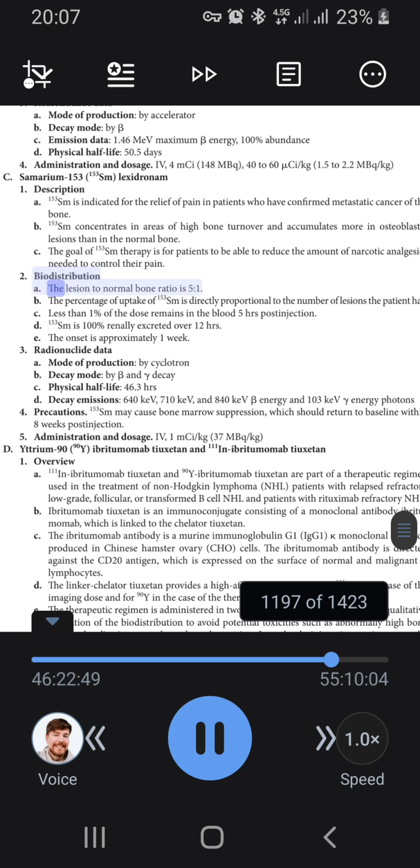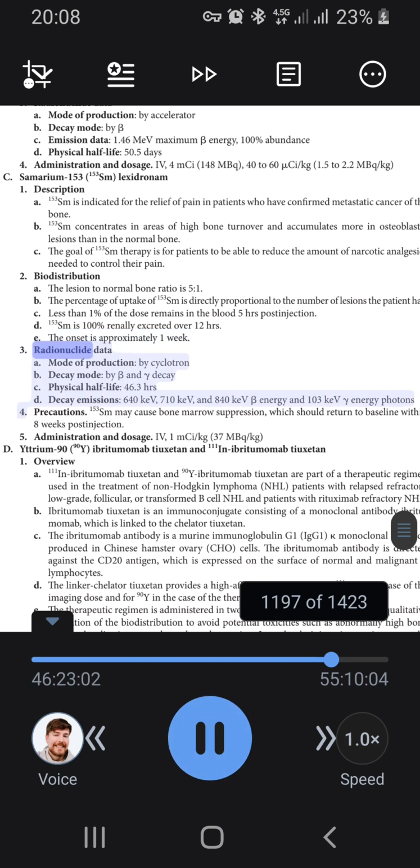2. Biodistribution. A. The lesion to normal bone ratio is 5:1. B. The percentage of uptake of 153Sm is directly proportional to the number of lesions the patient has. C. Less than 1% of the dose remains in the blood 5 hours post-injection. D. 153Sm is 100% renally excreted over 12 hours. E. The onset is approximately 1 week.